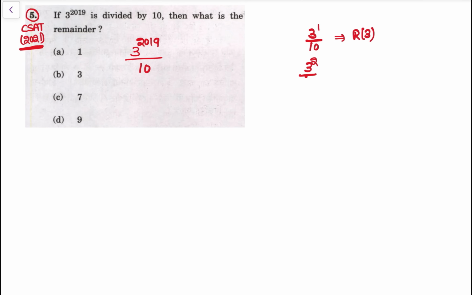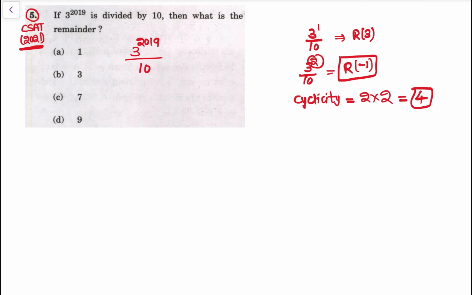3 to the power 2 divided by 10, that is 9 by 10. So 9 by 10, we can write it as remainder minus 1. नेगेटिव कॉन्सेप्ट यूज करके जब माइनस 1 आता है, so cyclicity would be, see, 2 into 2. So double, so 2, 3 to the power 2 में आ रहा है, so इसको 2 times multiply कर दो, so that is 4 would be the cyclicity. 4 पे remainder 1 आएगा.